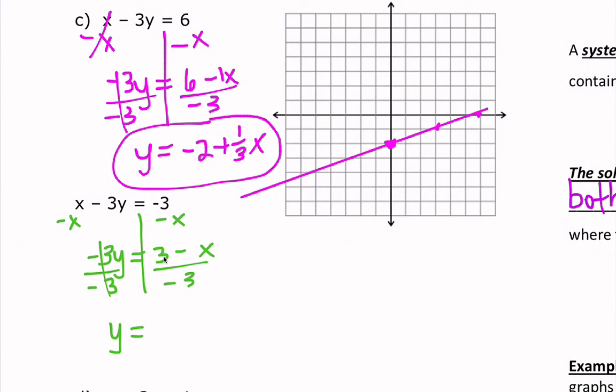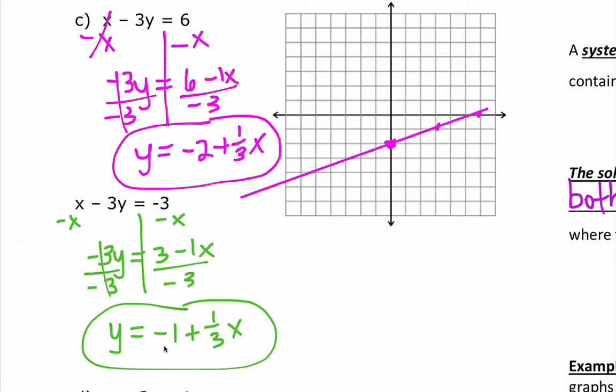So first, 3 divided by a negative 3 is a negative 1. This is the same thing as a negative 1x. So I'm going to take a negative 1 and divide it by a negative 3. That's going to give me a positive 1/3, and the x drops down. Now that y is by itself, I can graph it. So my y-intercept is this negative 1.